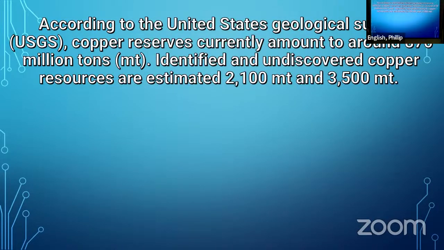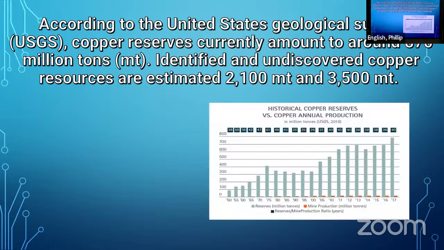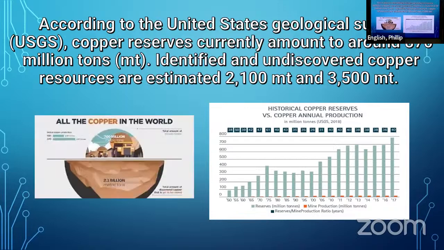According to the United States Geological Survey, copper reserves currently amount to around 870 million tons. Identified and undiscovered copper resources are estimated at 2,100 million tons and 3,500 million tons. So we have quite a bit of reserves. We have a lot of copper in this country, but we, for various reasons, haven't been allowed to get at it. Here's another depiction of how much we have and how much we're actually using.